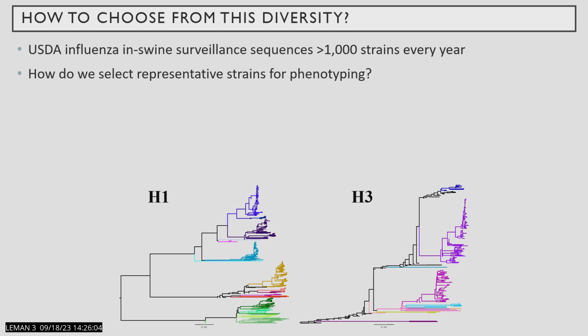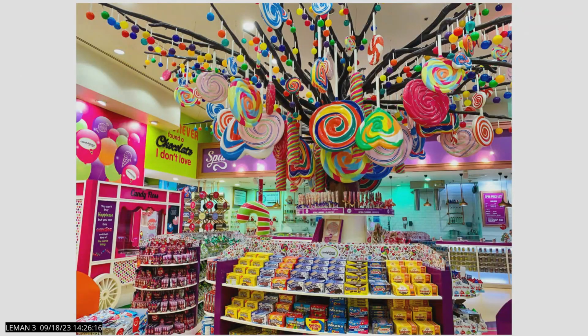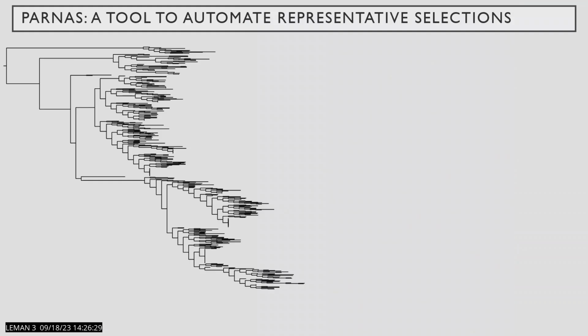And there are two applications here. We want to do phenotyping of viruses with representation. And second, probably relevant to many of you here, is what do we put in the vaccine? We want to put representative strains in the vaccine. To me, this is almost like you're in a candy store, and you want to select everything, you want to characterize everything and protect against everything, but you only have $5. So you need to be really, really smart about your choices.